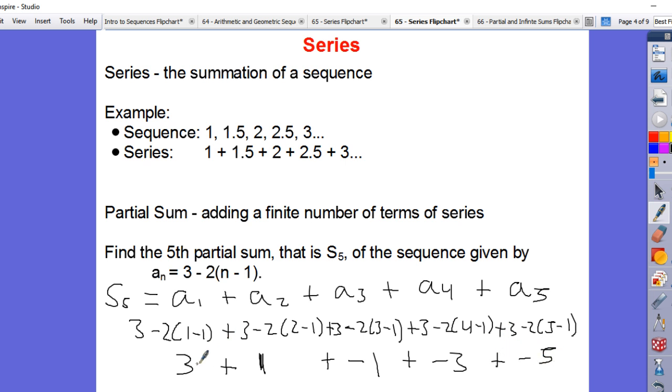So now we have 3 plus 1 is 4. Minus 1 is 3. Minus 3 is 0. Minus 5 is negative 5. So S5 is equal to negative 5.